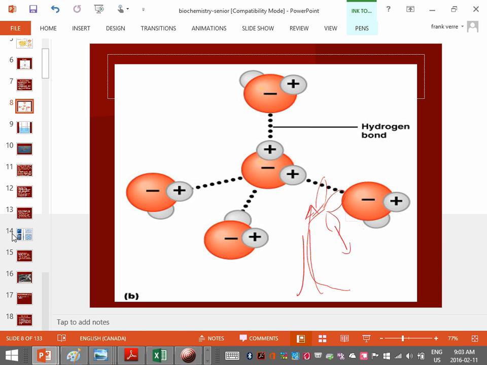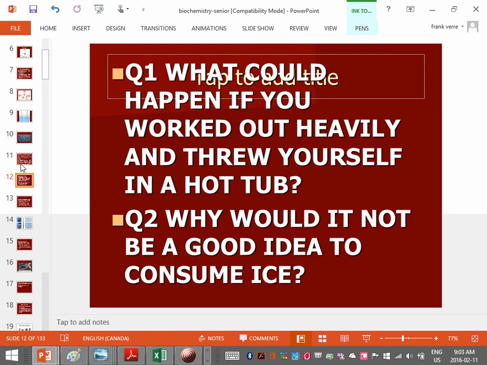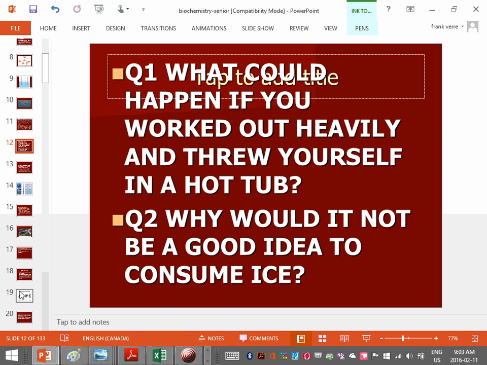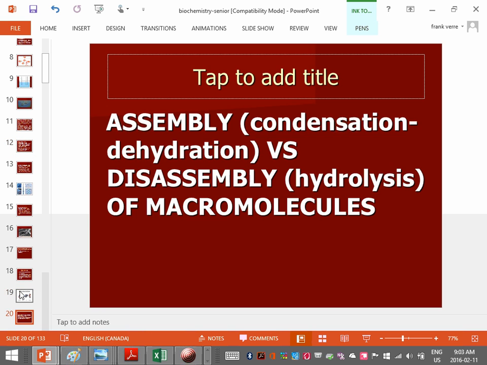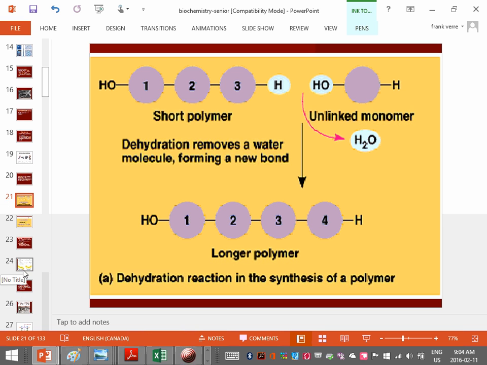Okay, so we talked about water. We talked about how it's very important. We talked about how you make big molecules. You remember what the basic idea is, right? The basic idea is if you want to make something bigger, you have to take away water. So, good. Okay, we talked about that.